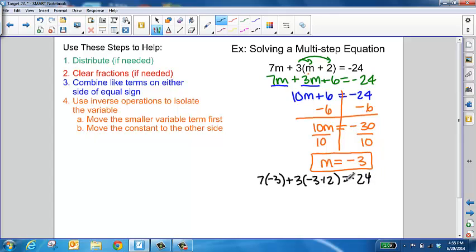and we work this out, it should be a plus right there. This will give us negative 21 plus 3 times a negative 1 equals negative 24. 3 times a negative 1, negative 21 plus a negative 3, and that is going to give us negative 24. So we just did our check, which means we solved our equation correctly.